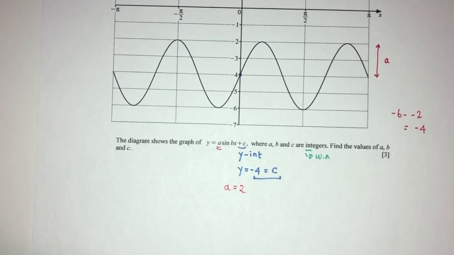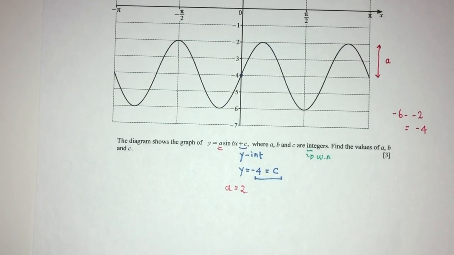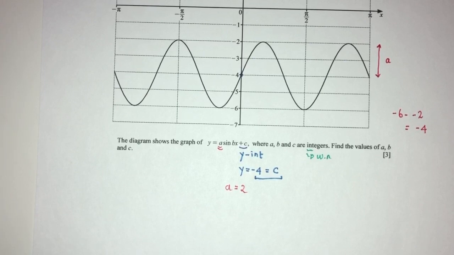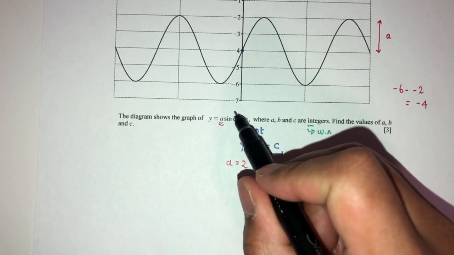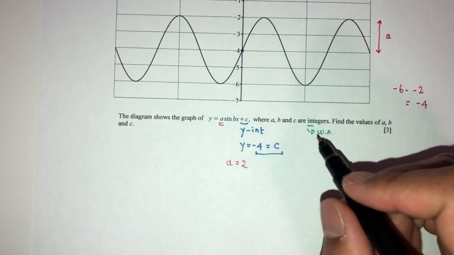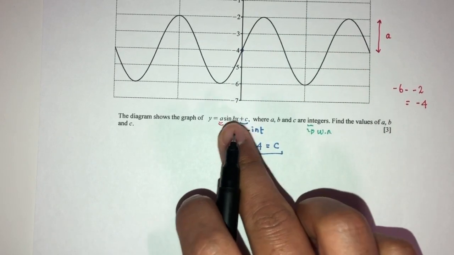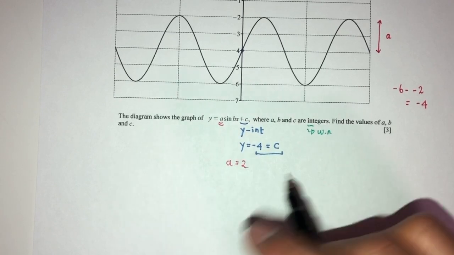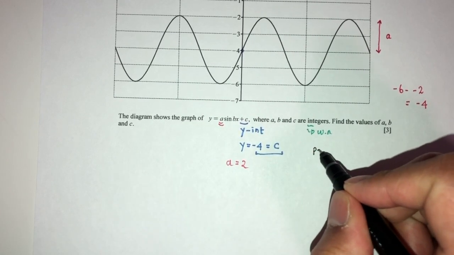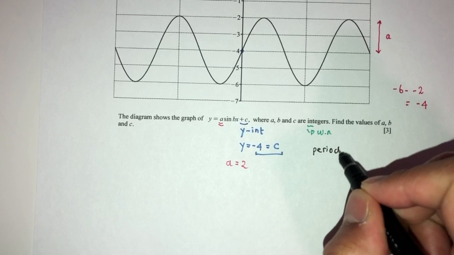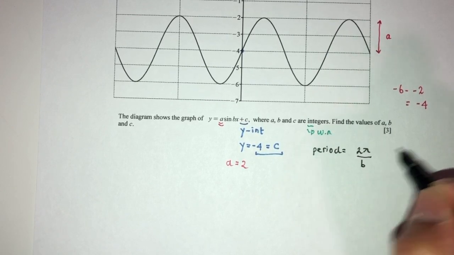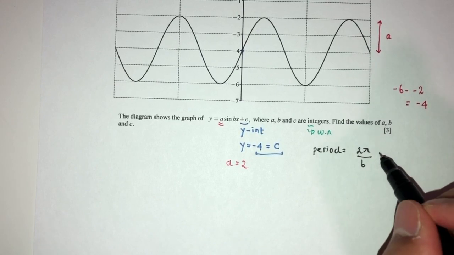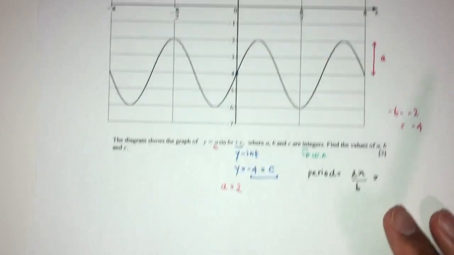Now what else? We have to find the value of b. For b, it is kind of tricky, but we have to understand something: when do we use b? Whenever we have to find the period of this graph, we use b. The period is given by the formula 2 pi divided by b. Now, what is the period of this graph?